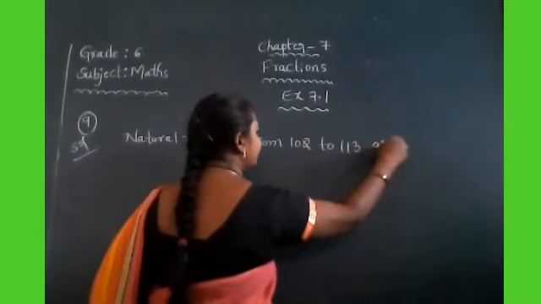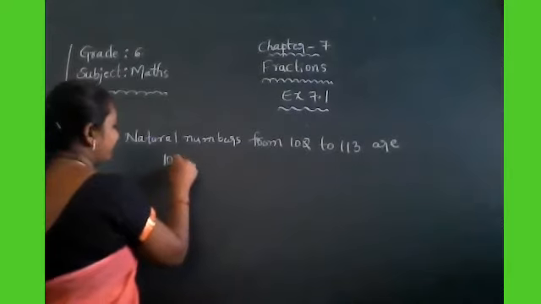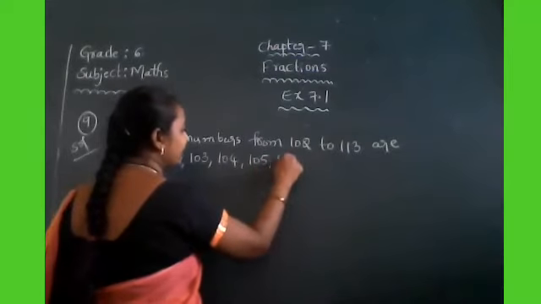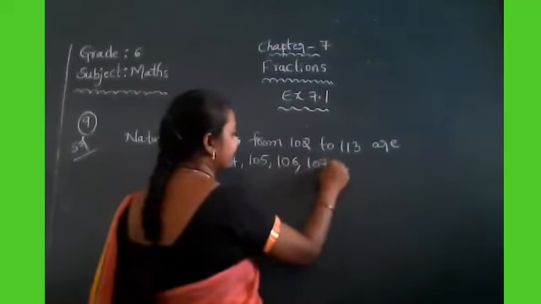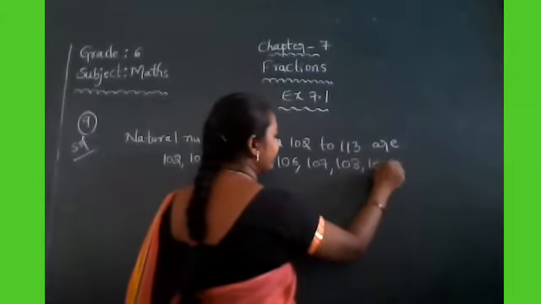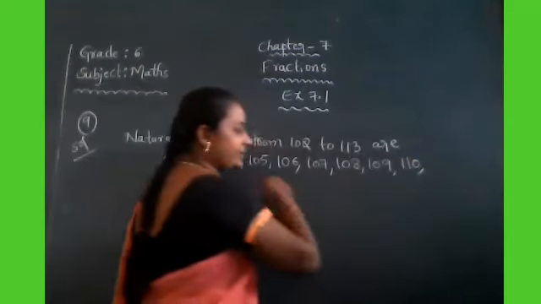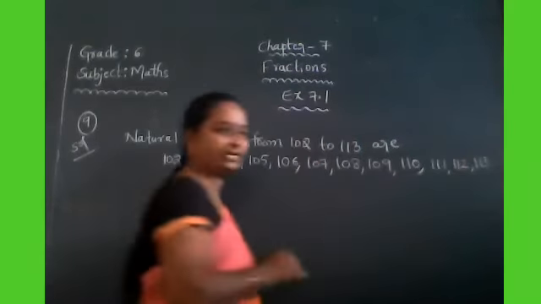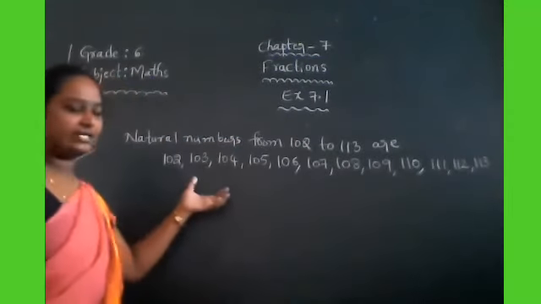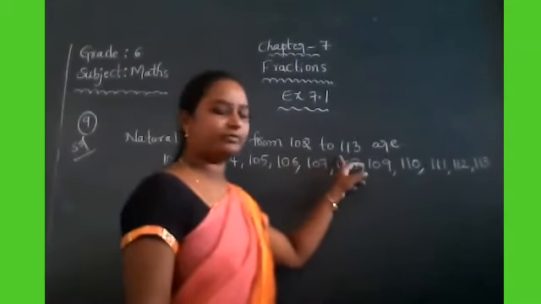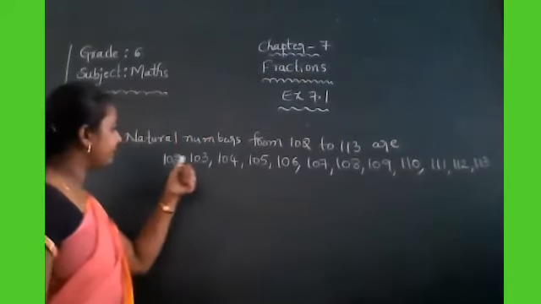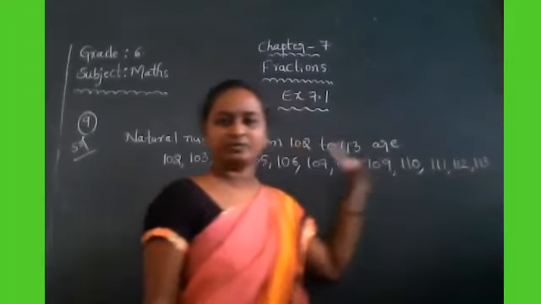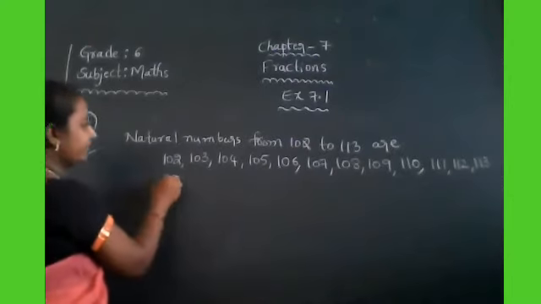113. So, 102, 103, 104, 105, 106, 107, 108, 109, 110, 111, 112, 113. Total number of natural numbers from 102 to 113, count here: 1, 2, 3, 4, 5, 6, 7, 8, 9, 10, 11, 12. So the total natural numbers are 12.